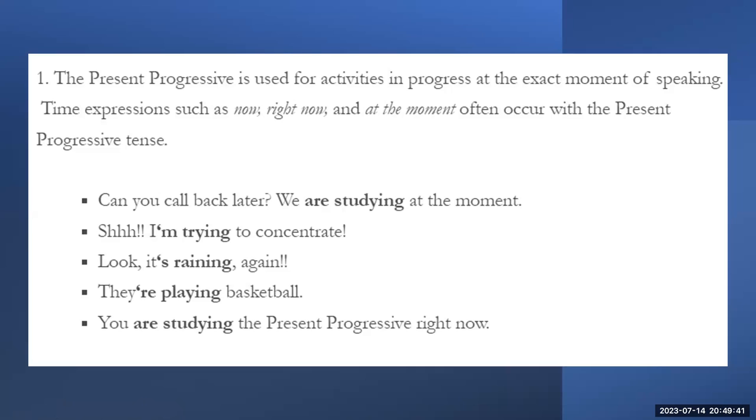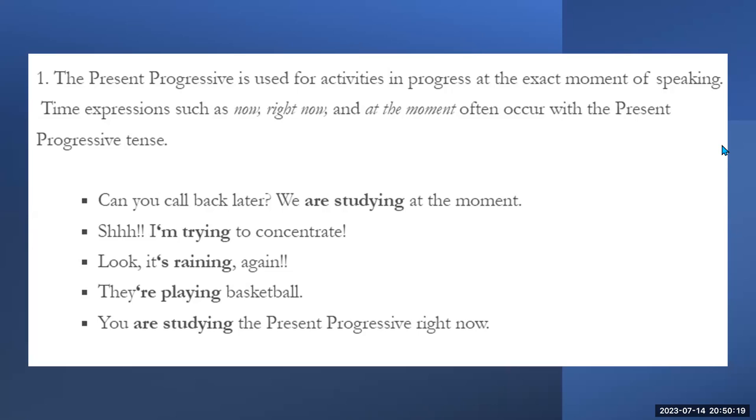The present progressive is used for activities in progress at the exact moment of speaking. El presente progresivo es usado para actividades en progreso en el momento exacto que se habla. Ojo que dentro de estos puntos que voy a tomar, vamos a llegar al que es el que nos corresponde. Time expressions such as now, right now, and at the moment often occur with the present progressive tense.